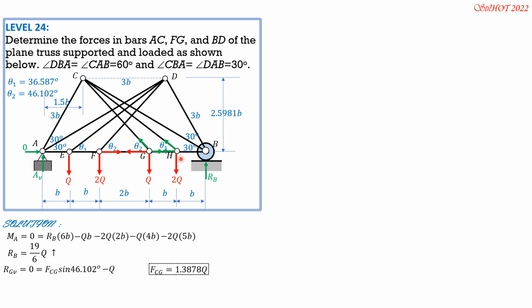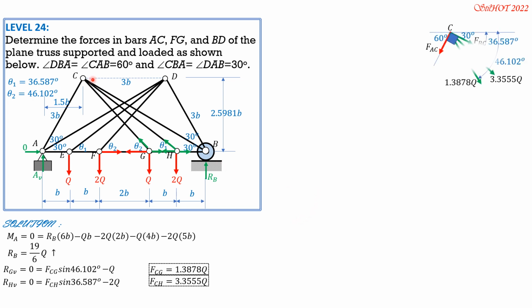Then at joint H, these are the forces. So summation forces vertical equals 0. So FCH sine of theta 1, FCH sine of 36.587 upward, then minus 2Q equals 0. So FCH is equal to 3.355Q. Then we draw the FBD of joint C.